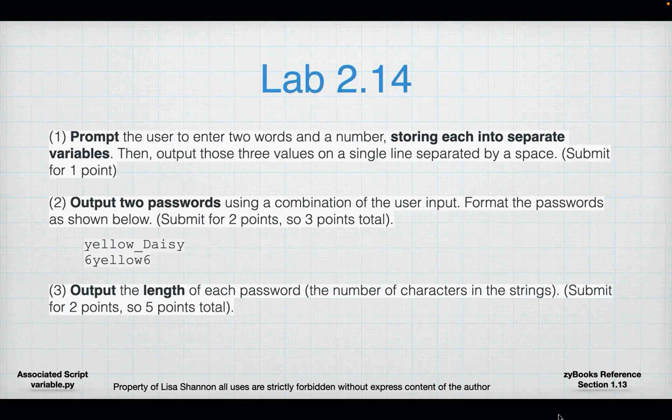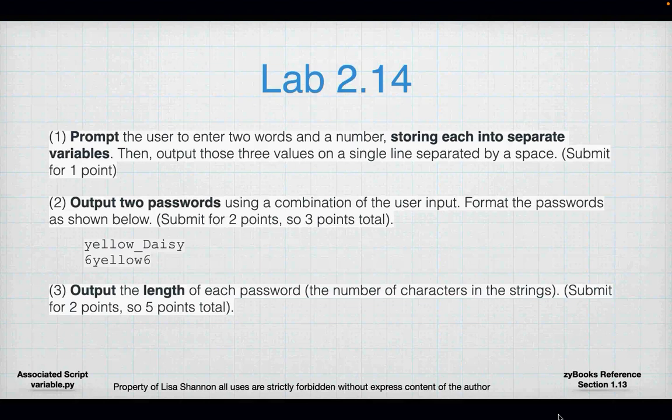2.14 is a three-part lab. The first part is the user is going to enter two words and a number, storing each in separate variables, which means you're going to have three input statements. The second part is you're going to create two passwords from those three things that you input. They have to be in this format: word one, underscore, word two, and then the number, in this case it's six, plus the first word, plus the number again. And then you're going to output the length of each password.